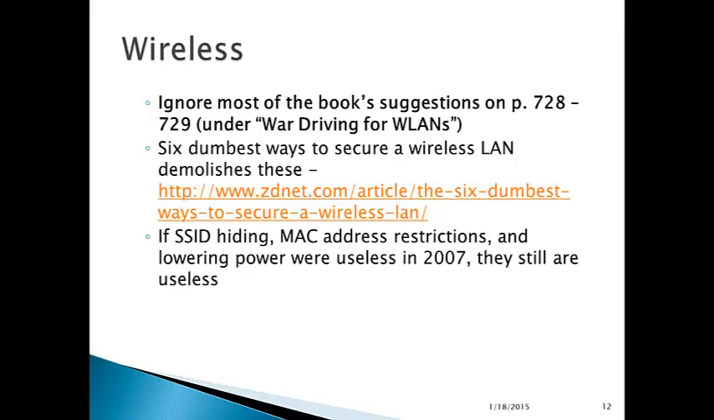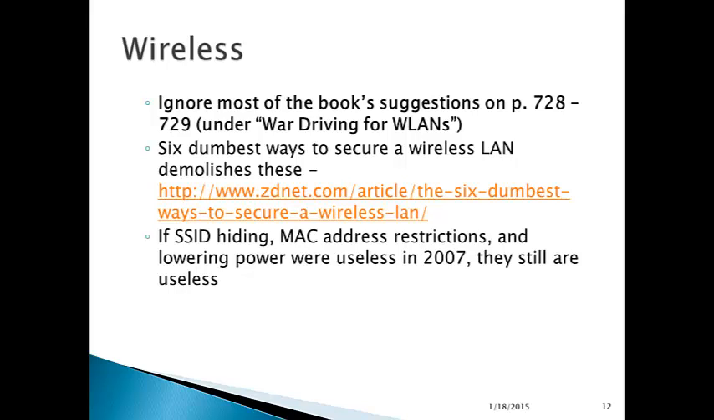In general, most of the suggestions the book makes on pages 728 to 729 under War Driving for Wireless LANs are completely useless. Don't follow these in the real world. There's a chance they might ask you about these in a CISSP exam, in which case you may want to follow the book. But I'm going to refer you to an old article called The 6 Dumbest Ways to Secure a Wireless LAN. It came out in 2007, and it's just as valid then as it is now. If hiding your SSID, meaning not broadcasting it, restricting access to MAC addresses, and lowering your power level were completely useless in 2007, they certainly are completely useless now.